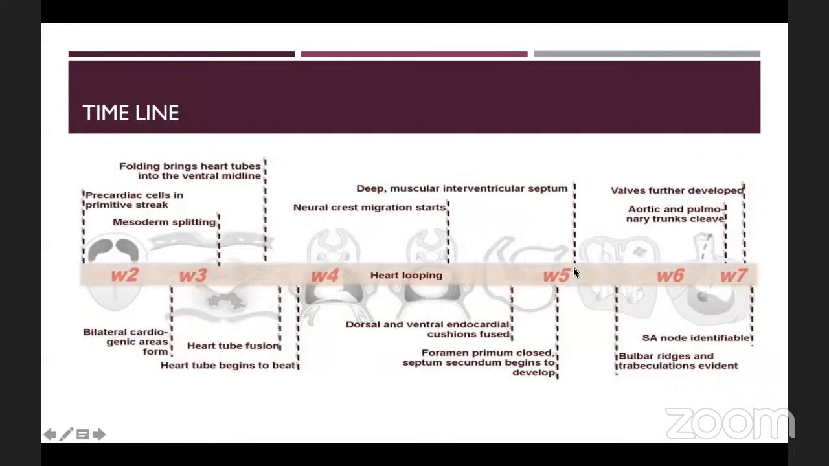In the fifth week, the deep muscular interventricular septum forms, and the bulbar ridges and trabeculation are evident. In the seventh week, the aortic and pulmonary trunks cleave, the valves further develop, and the SA node is identified.